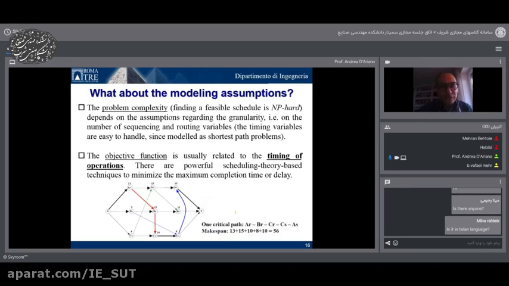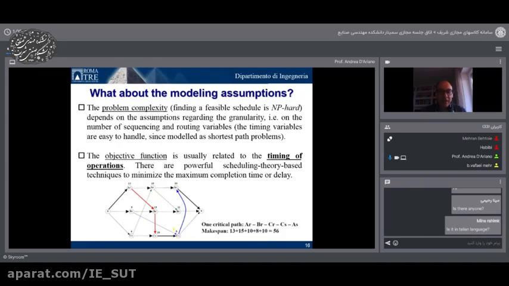Then, of course, it's important not just finding a feasible solution, but we want to optimize the performance indicator. The performance indicator that is easier, I want to say, to optimize is the one related to the timing of the operations. Why? Because we can use powerful scheduling theory techniques. And we can transform the problem of, for example, minimizing delays or minimizing completion time into a makespan-like problem. So minimization of the makespan, so minimization of the longest path in the graph.